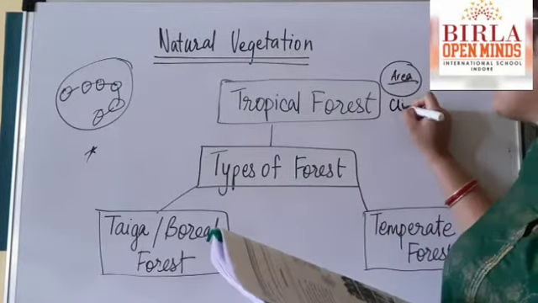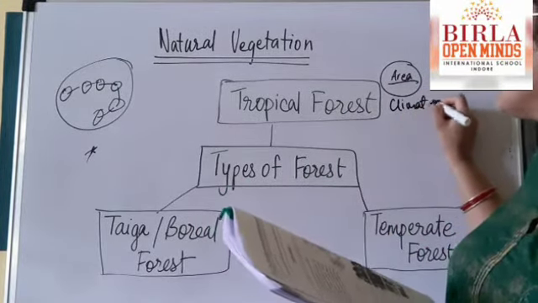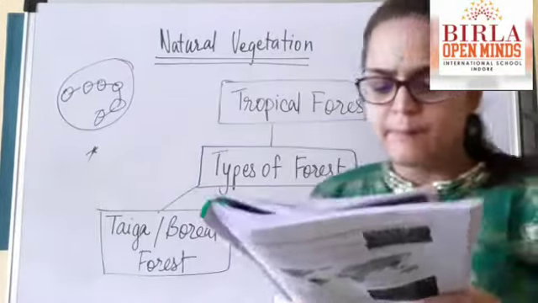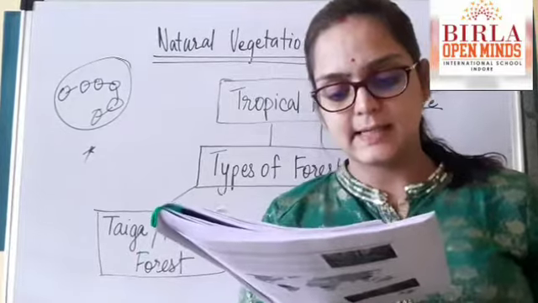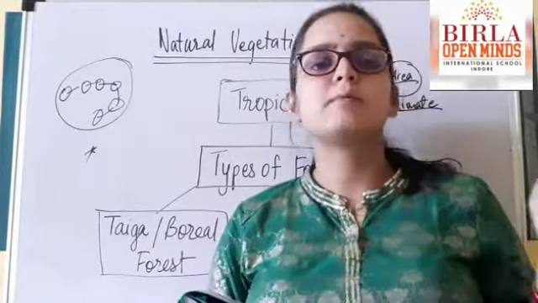Let's talk about the climate of the tropical forest. The region is characterized by a temperature of 27 degrees Celsius, which is stable all year round.